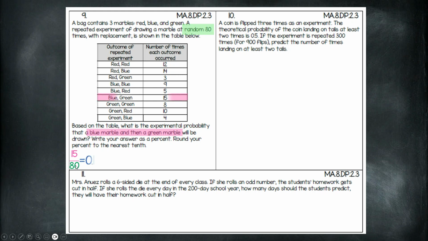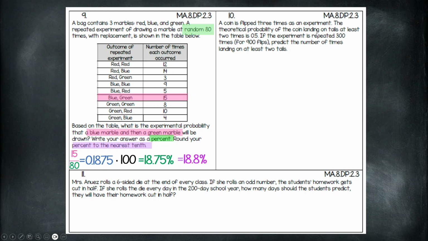So 15 divided by 80 is equal to 0.1875. To make that into a percent, we're going to multiply by 100, and we get 18.75%. But it says to round your percent to the nearest tenth. Okay, so when we're rounding this to the nearest tenth, because it's 5 or more, we're actually going to change that to 18.8%. Question number 10. A coin is flipped 3 times as an experiment.